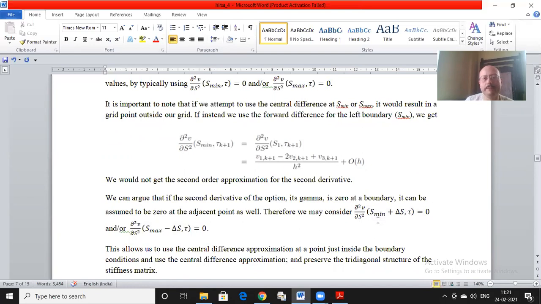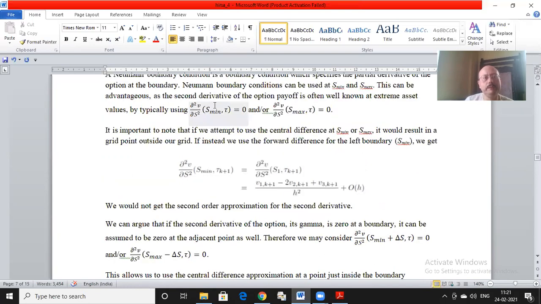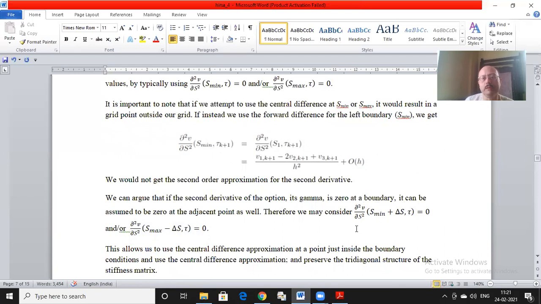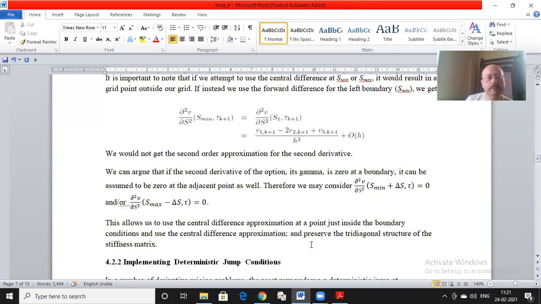So basically what it says is that we are not only assuming the second derivative at S min to be 0, we are also assuming that the second derivative at S min plus delta S to be 0 and S max minus delta S to be 0. If I make those two sets of approximations, which usually make reasonable empirical sense, then it allows us to use the central difference because I have two zeros and I have the tridiagonal structure in our stiffness matrix. So stiffness matrices are those A matrices that we talked about.